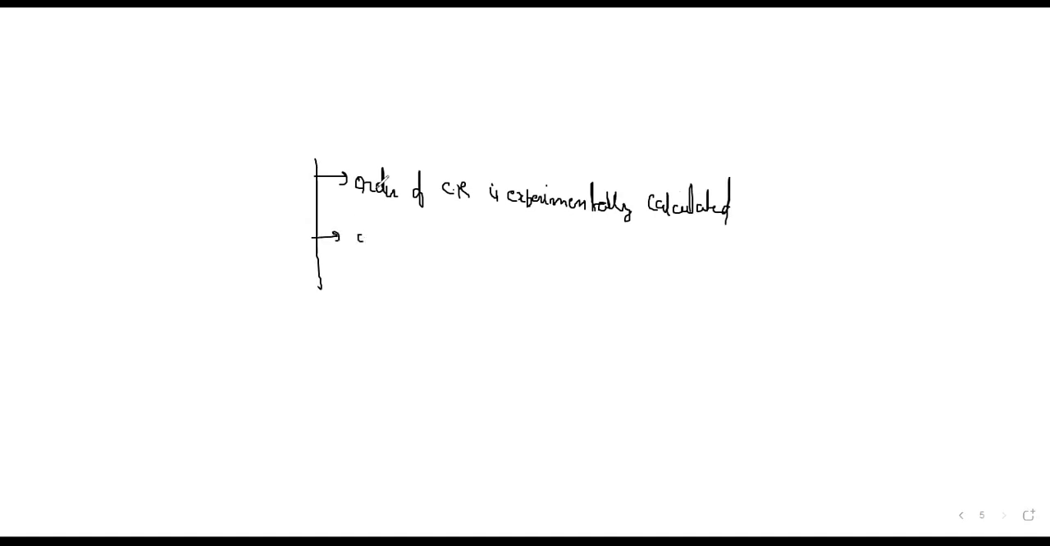Order of reaction will never be negative. Sorry, I think there is some technical fault in the board, so my writing is not clear. Order will never be negative.